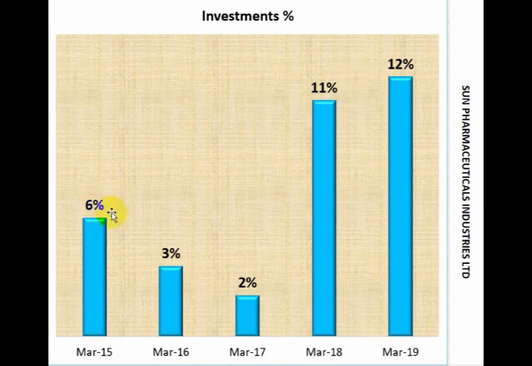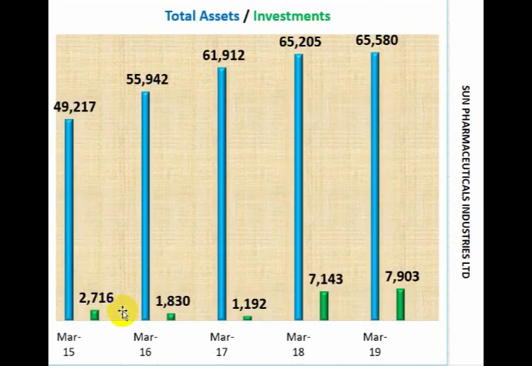We can see that from 15 to 17 it was declining, but in 18 and 19 the company has put a lot of surplus cash into investment activity, and it's generating other income for the business. Unused cash can also be invested to generate other income. Value wise, the total investment has all of a sudden increased from around 1000 crores to 7000 crores. In 19 also, the company invested a big chunk under investment activity out of the total assets.